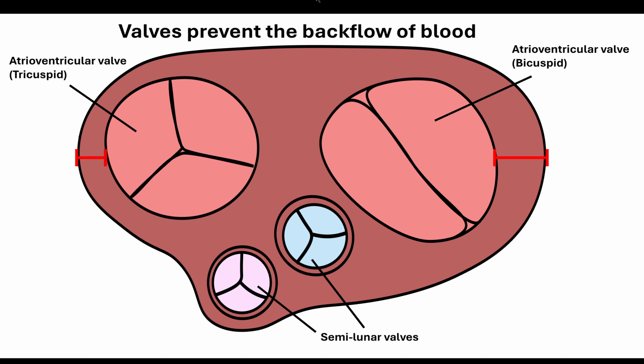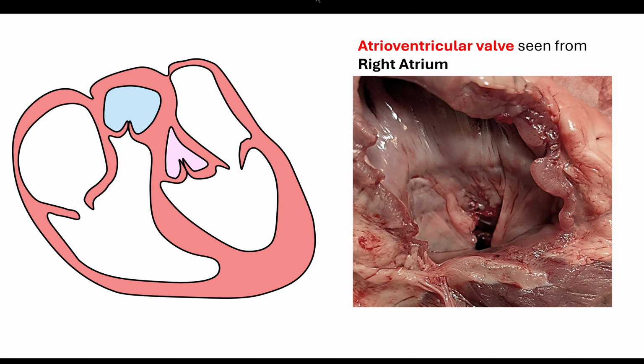Now, the other parts that we need to understand is that to go to the artery, the aorta or the pulmonary artery, we need another type of valve, and they're known as your semilunar valves. So if we actually were to look at a heart and dissect it, I dissected a pig's heart, and here you can see my atrioventricular valve, which is seen from that right atrium. So you can see that there is an opening.